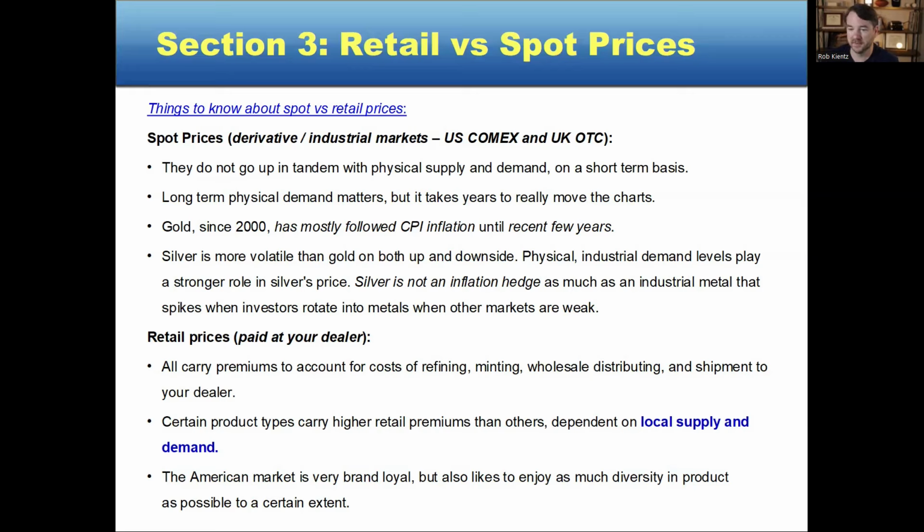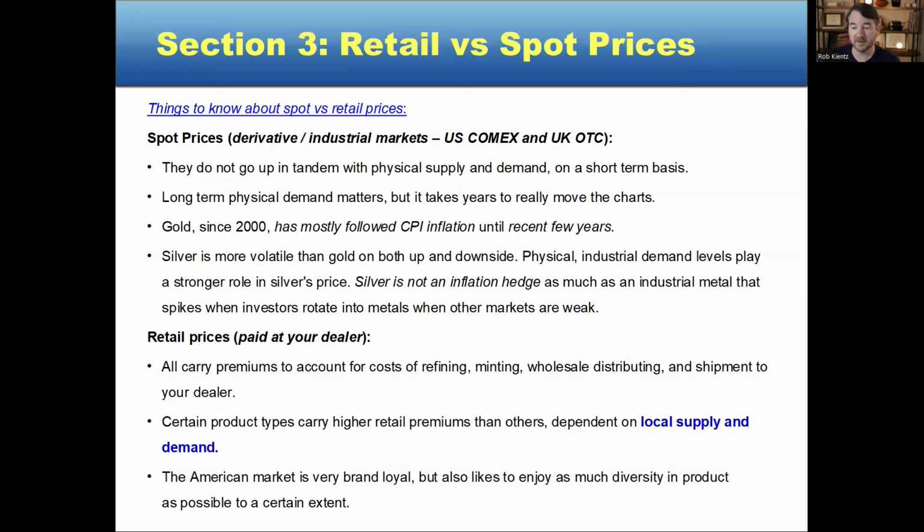Physical industrial demand levels play a stronger role in silver's prices because it's been more commoditized as an industrial component, and it's been named a critical mineral by the US and several other countries because of recent shortages in mine production and because it's used in so many things. Silver, in recent times, the last few decades, is not as much of an inflation hedge as gold, as much as it is an industrial metal that spikes or moves around a lot when investors rotate into metals from other markets. And I just talked about that a few seconds ago, about how people are getting out of these other bubble asset markets and moving into gold and silver as they see worldwide economic and currency risk increase.